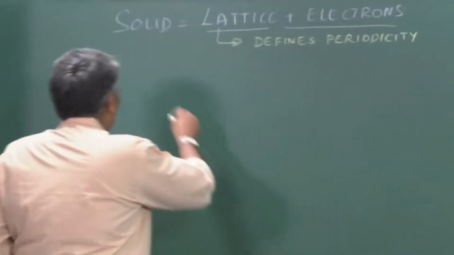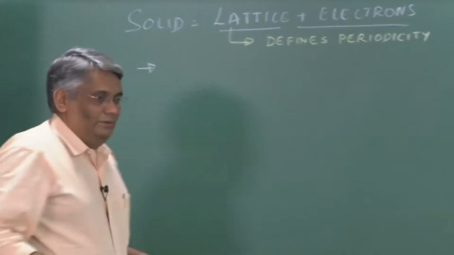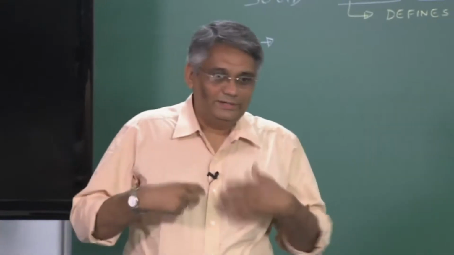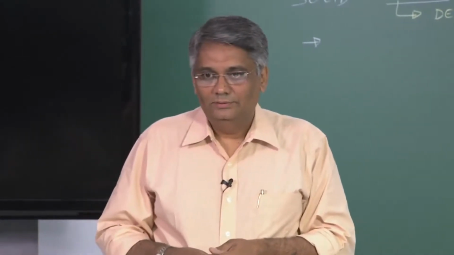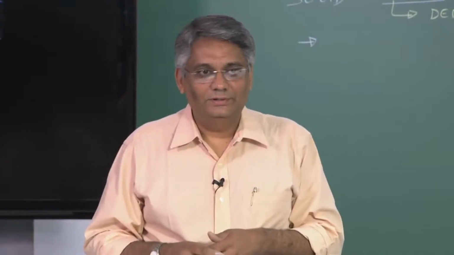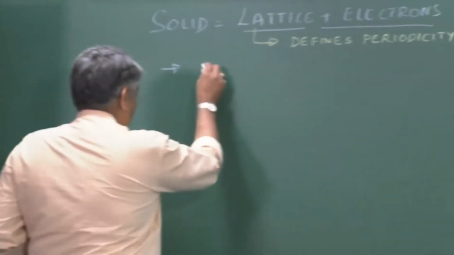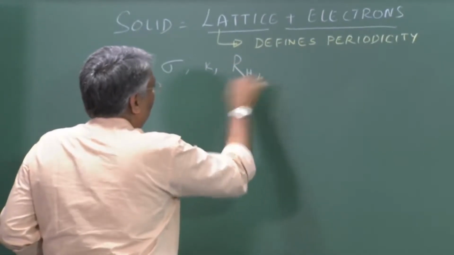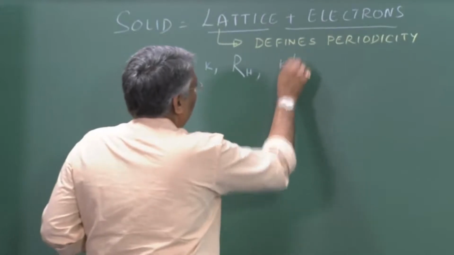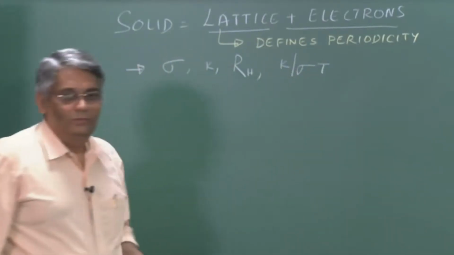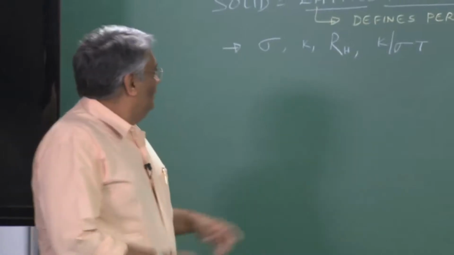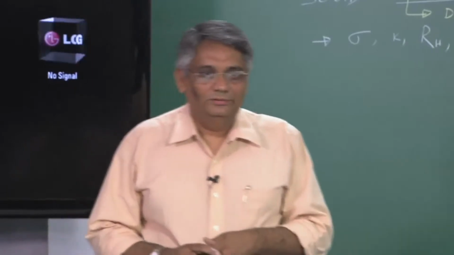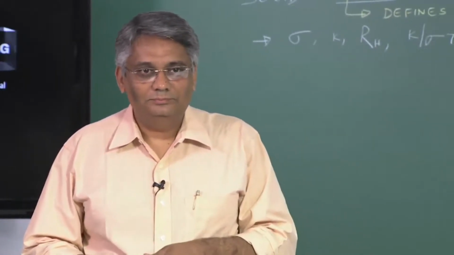Okay. Now, if you look at the classical free electron model, which explains all the physical properties, the definitions of which we have seen: the electrical conductivity, thermal conductivity, Hall effect, and the Wiedemann-Franz law. Most of these physical properties can be explained on the basis of the so-called classical free electron model.